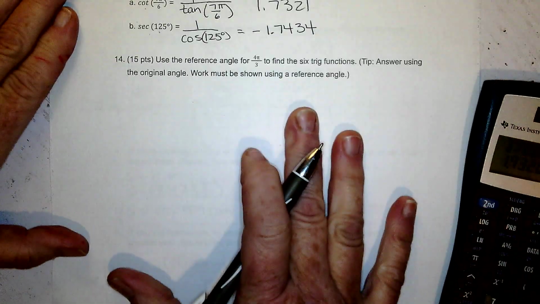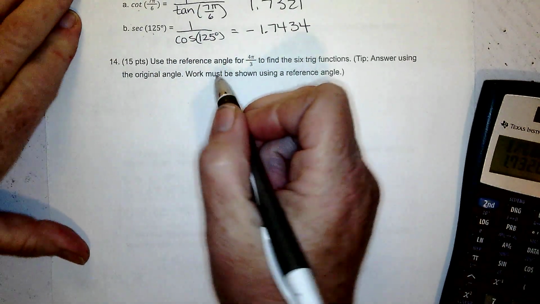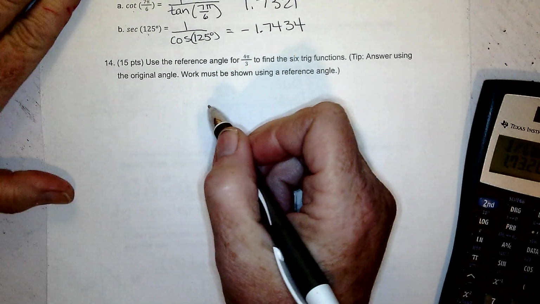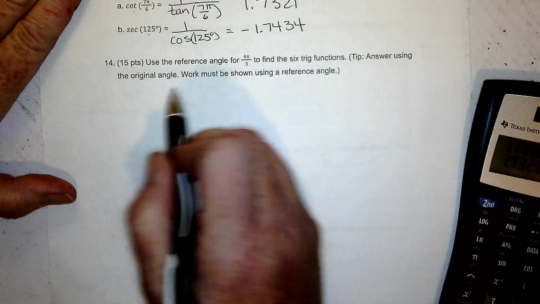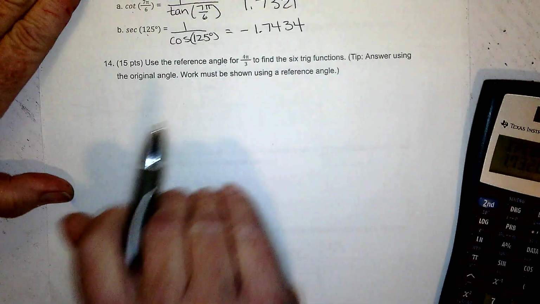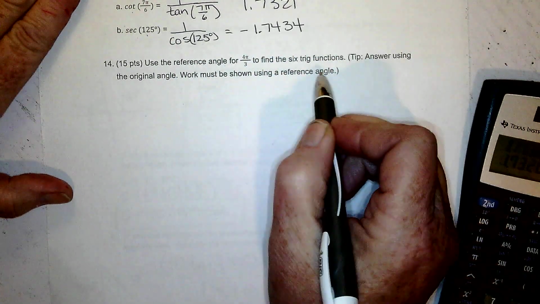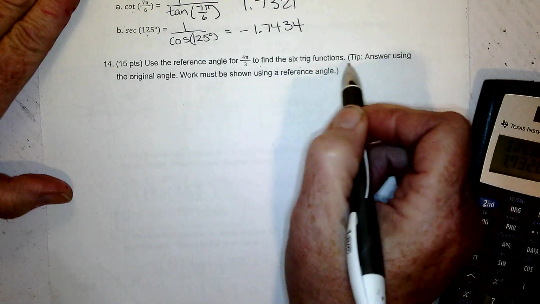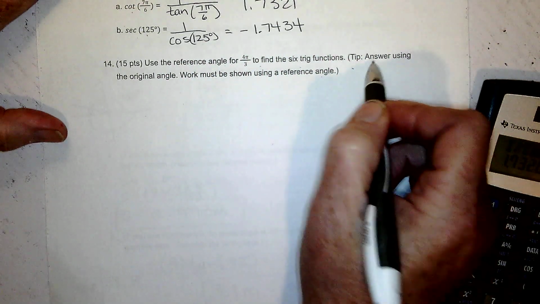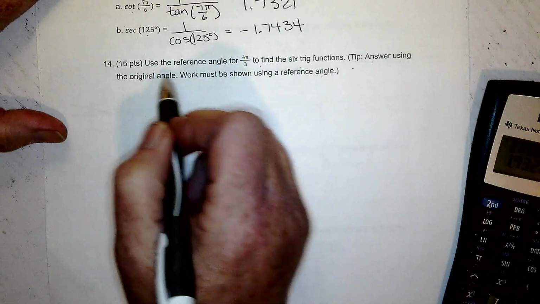That is it. Next, use the reference angles. Okay, a lot of points here on this one as well. If you got a highlight, that means you missed 6 points because you didn't use your reference angles to show this work. It says work must be shown using a reference angle. Use a reference angle for 4 pi over 3 to find your 6 trig functions, and then you have to answer the question using the original angle.